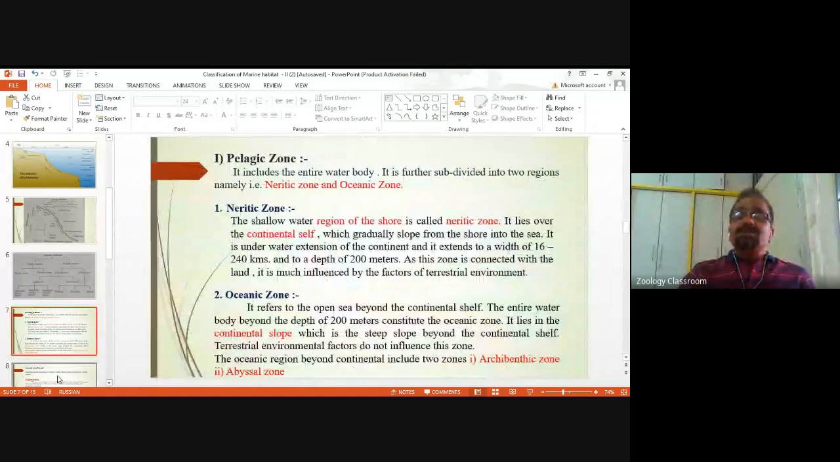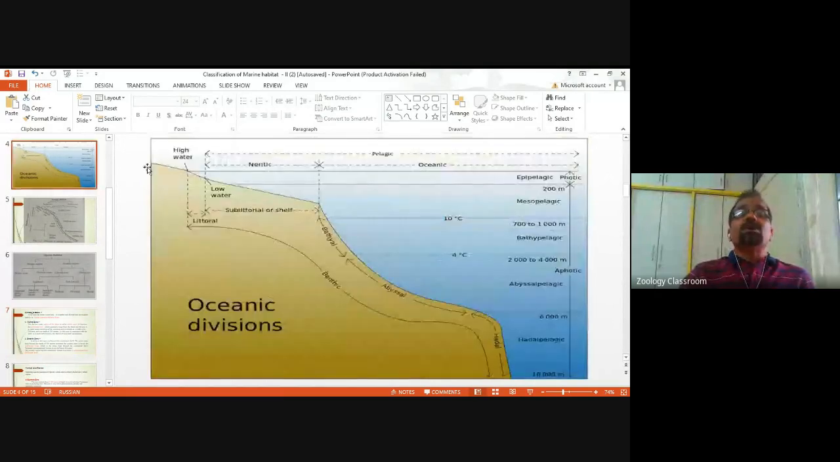Now terrestrial environment factors do not influence this zone, of course, because there is no contact or connection with the terrestrial part. There is no direct influence of human activities, tidal actions, or industrialization interfering in this zone.